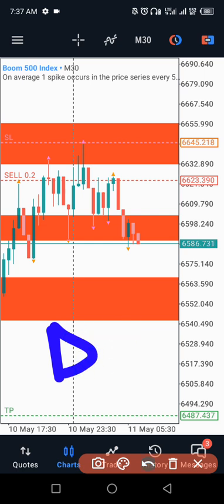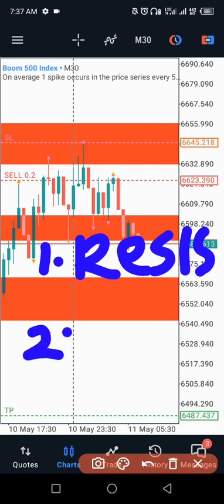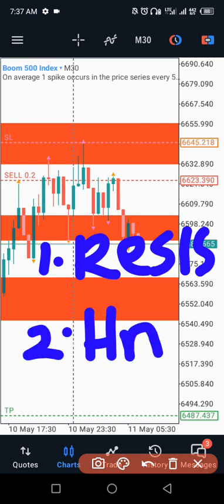Remember, we've talked about the first key point which we want to take note of, which is the resistance level. Make sure you identify the resistance level first, or the support level, whichever the case may be. Then the second thing we want to talk about is the head and shoulder pattern, in this case for a sell. For a buy, it will be an inverted head and shoulder pattern.